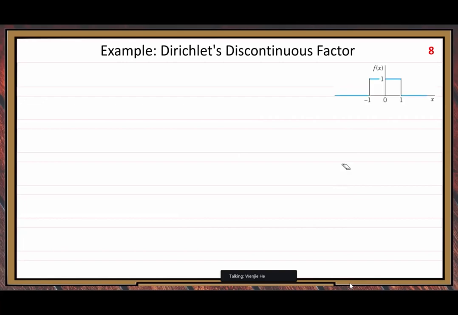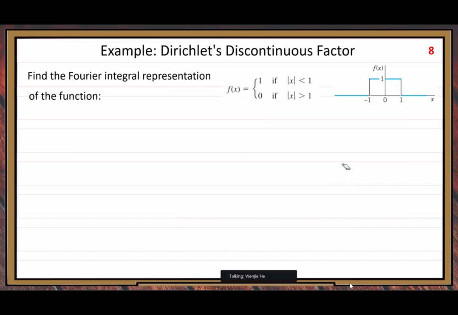Yeah, this simple function. You can see it's a piecewise constant function. Yeah, three pieces: piece 1, 2, 3. Each piece is a constant; the function value is constant. 0, 1, 0. So we call it a piecewise constant function. So here we want to write the Fourier integral representation for this simple function.